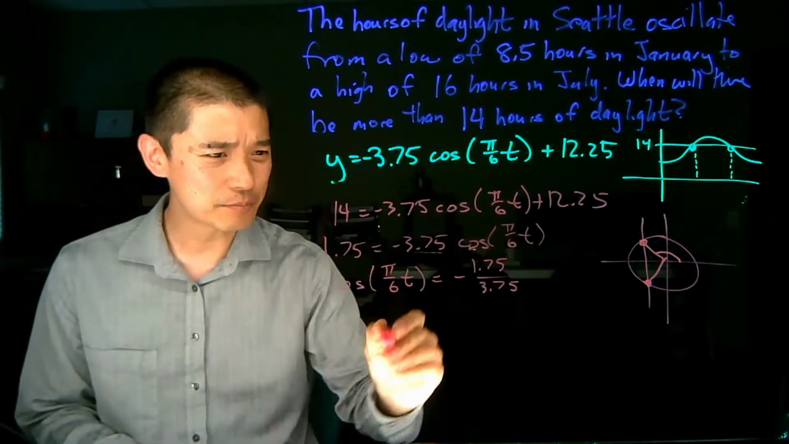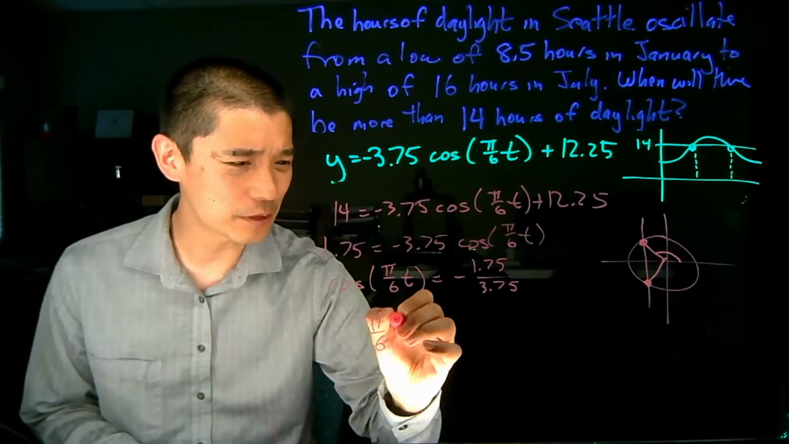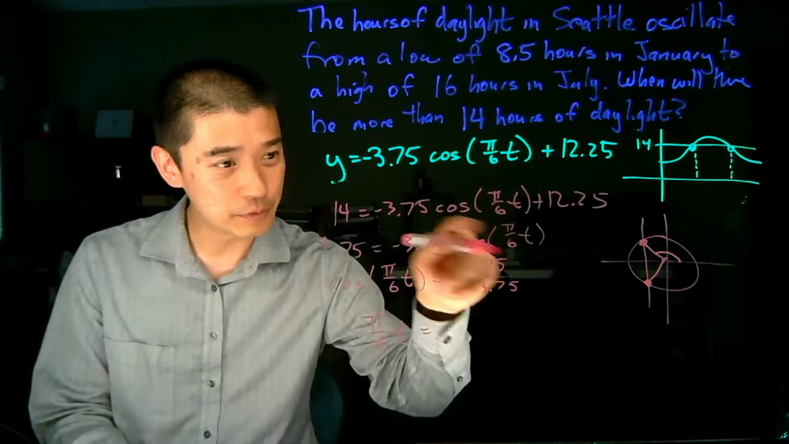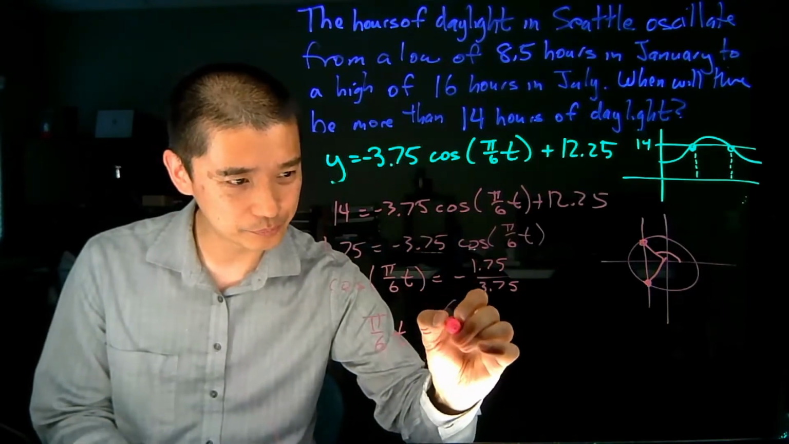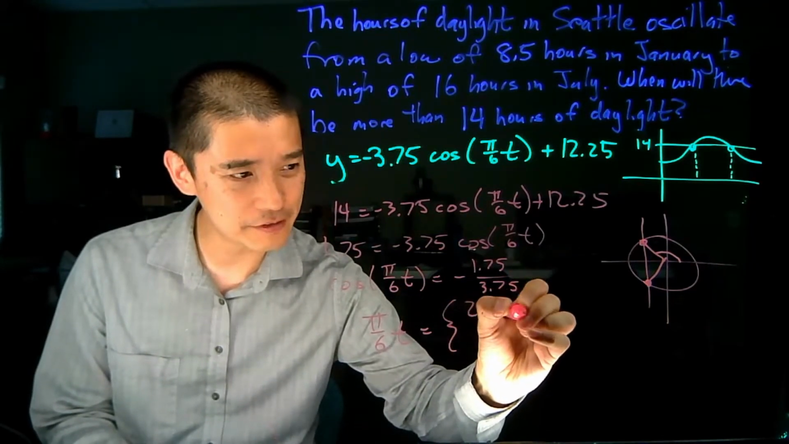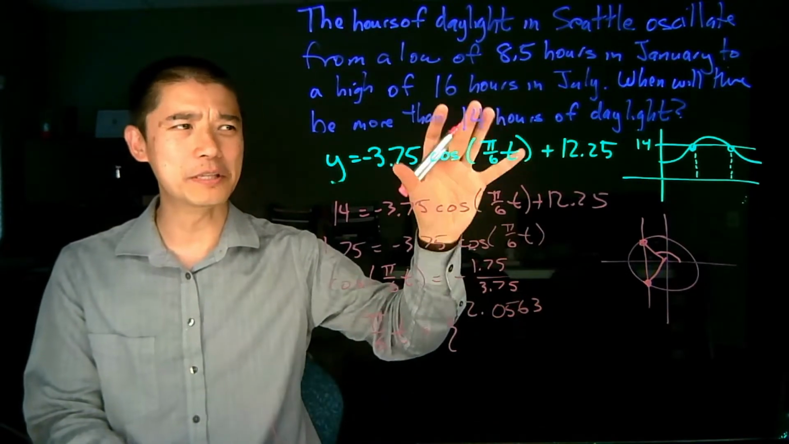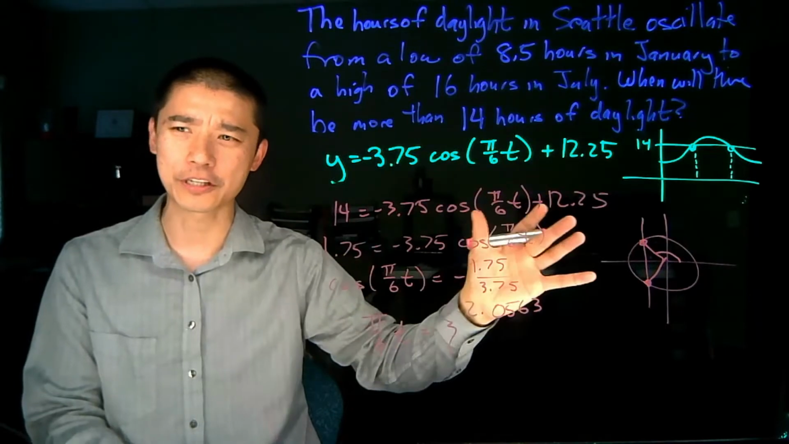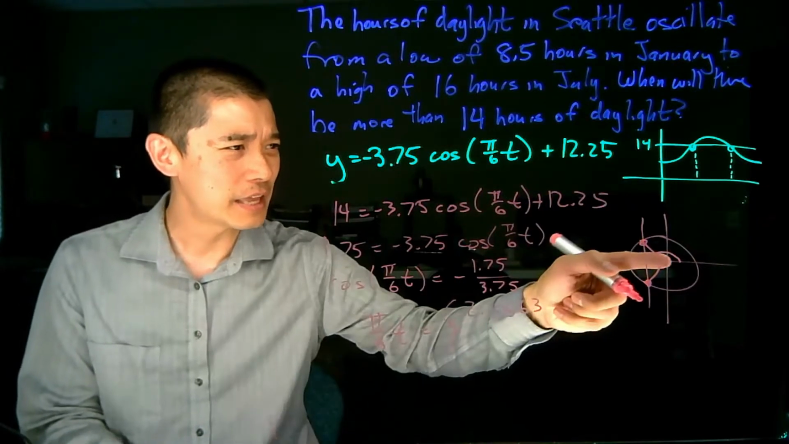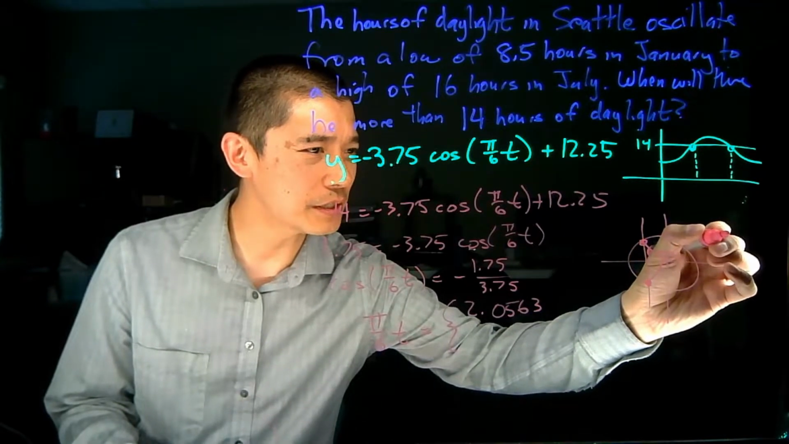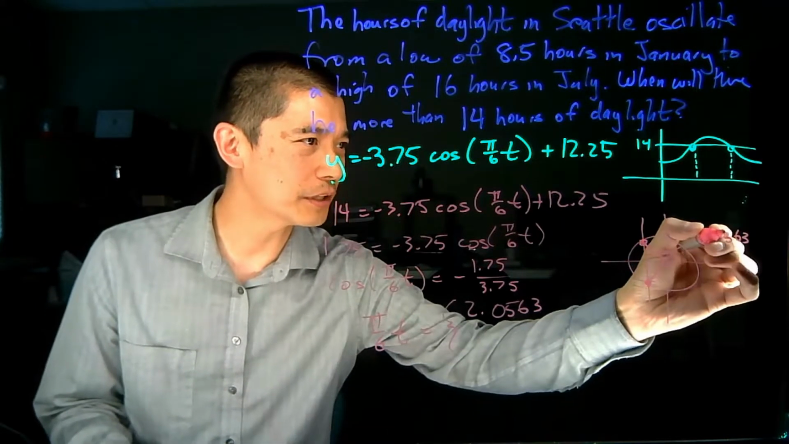So for this, we're just going to plug it into a calculator. Pi over 6 times t is equal to, if we do the inverse cosine of that, we get 2.0563. Now you can see that this is going to be in radians. In this case, there's no particular reason to be working in degrees, so we have radians. And that's this measure right here. Our goal is to find the other one.